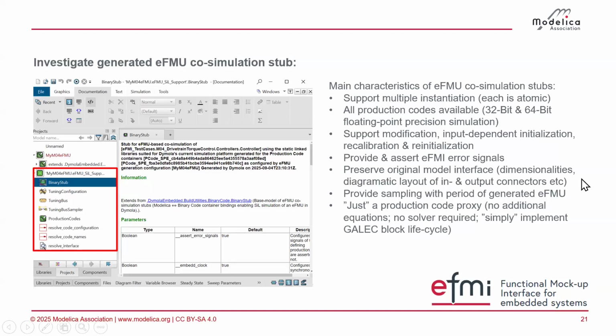This stub will preserve the original interface. So multidimensional variables stay multidimensional. They are not scalarized away. If you have an input that is a matrix, it will stay a matrix. The inputs and outputs will be at exactly the same place. So you can really nicely replace your original controller model with the stub. It manages its own sampling. You don't have to do anything about that. The sampling period will be the one you used in the eFMU code generation configuration. It really just links to the production code. There are no other library dependencies or any other C code involved.